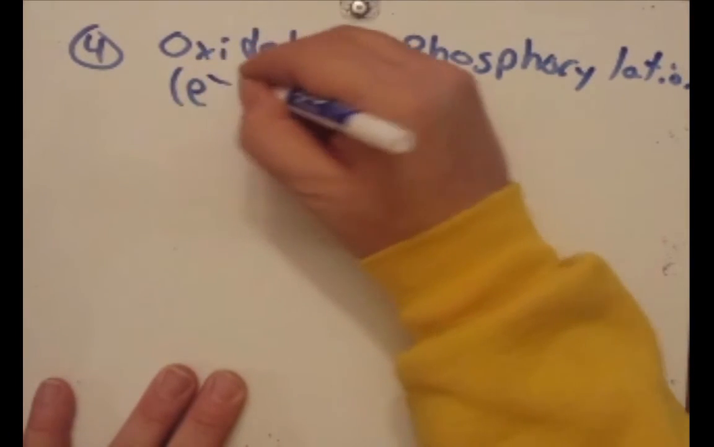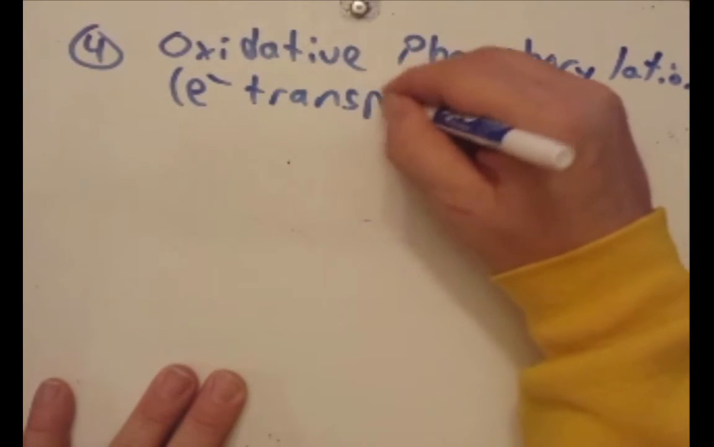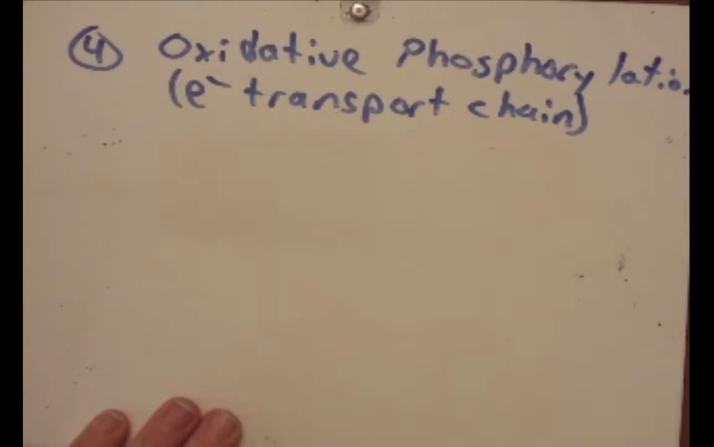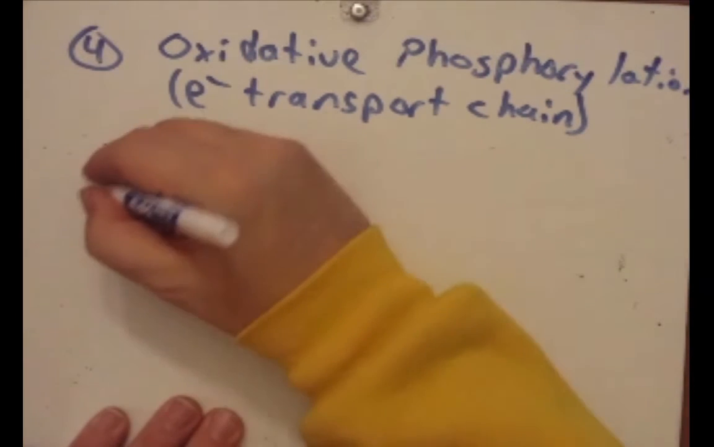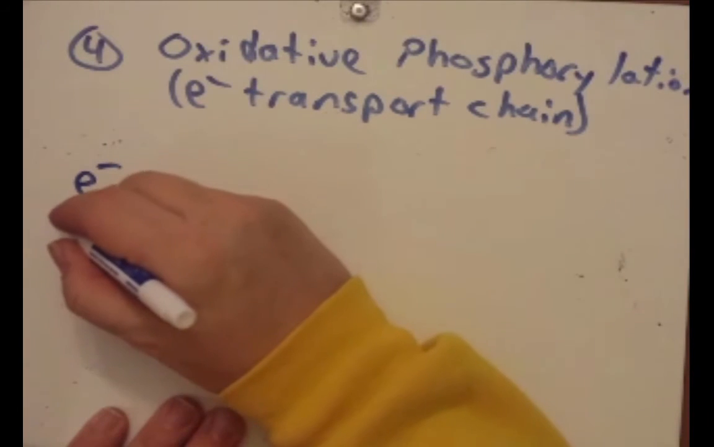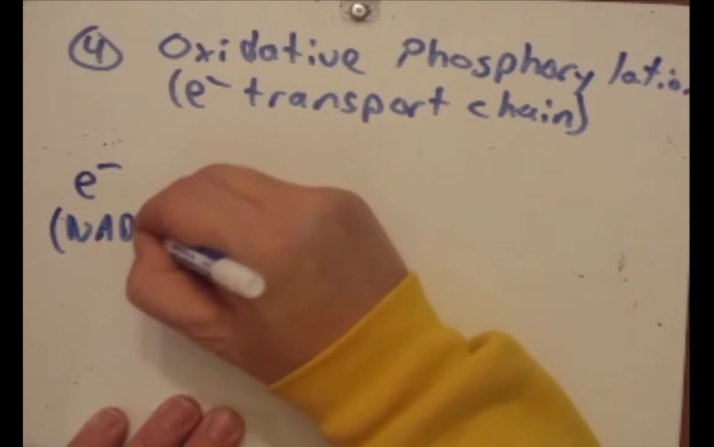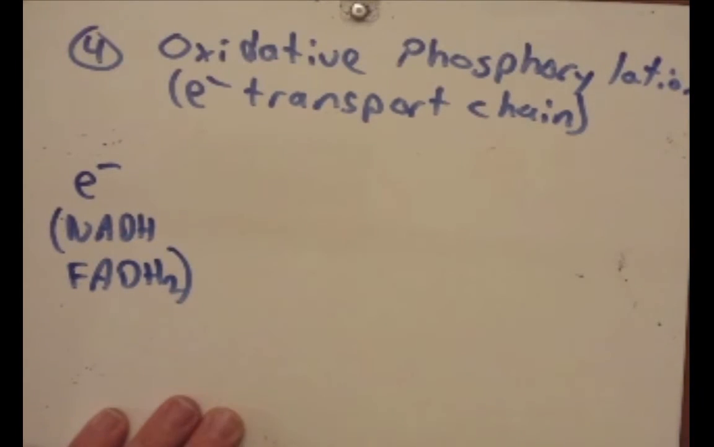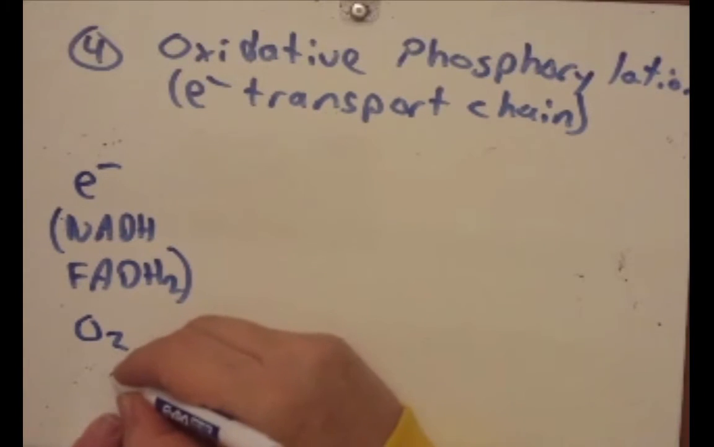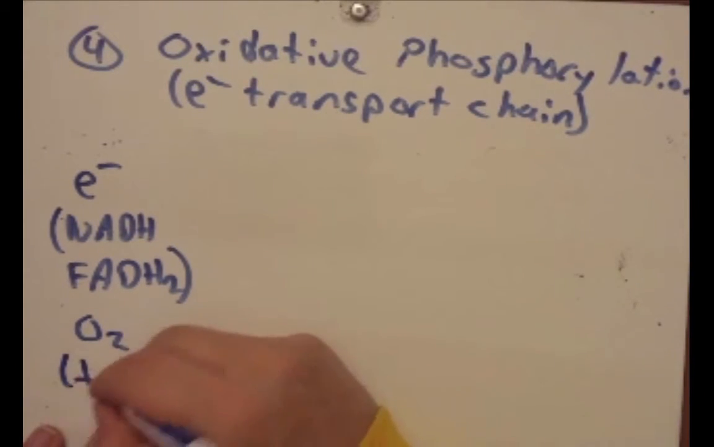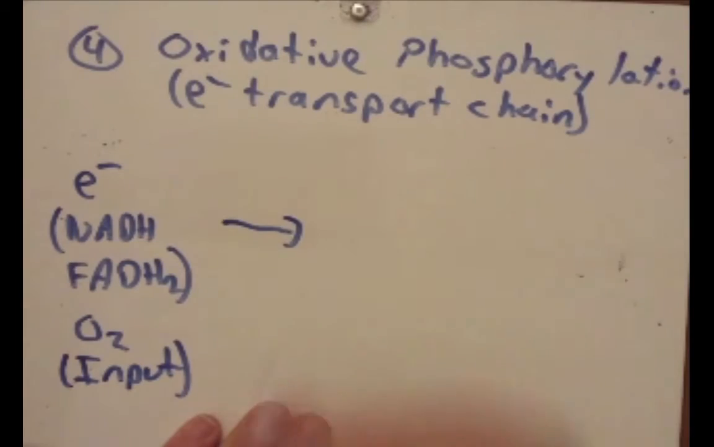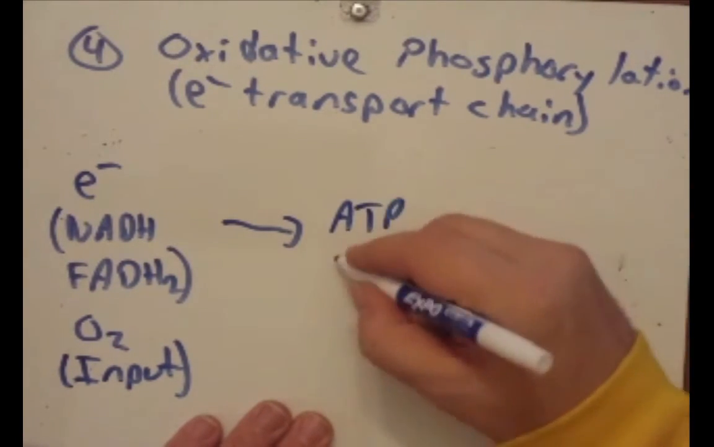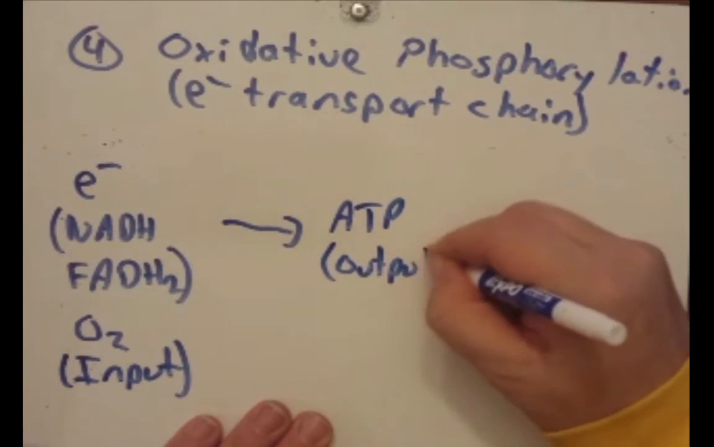You may have heard of this as the electron transport chain. They're the same thing. Okay, so the main input for oxidative phosphorylation are electrons. And these electrons come in the form of NADH or FADH2. These are our electron carriers. In addition, an input is oxygen, and we haven't talked about that yet, but we will. These are then converted through oxidative phosphorylation into our output, which is ATP plus water.